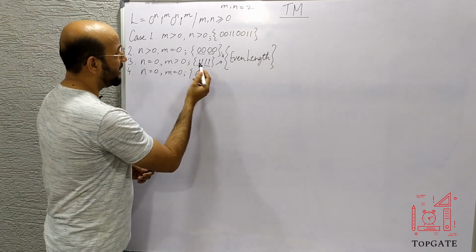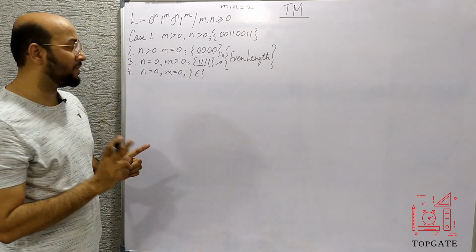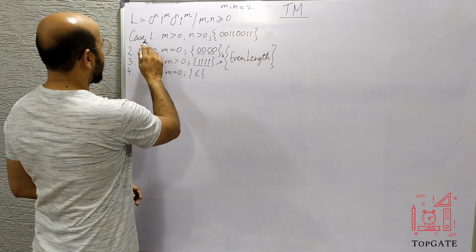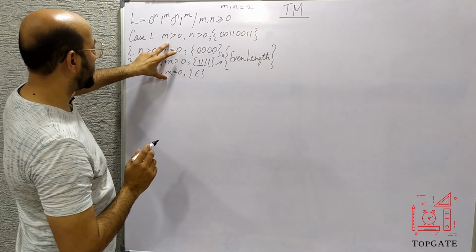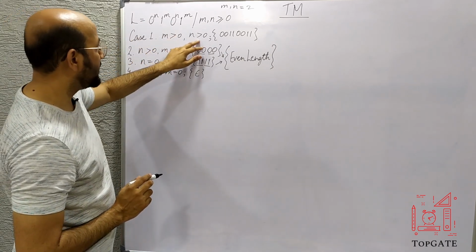Similarly in this case also, if the length of these ones is even, then only we can go on to the final state. So let's start doing this one. I'll start with case 1 and then try to incorporate the other three cases into the first one. The first case is m greater than 0, n greater than 0.